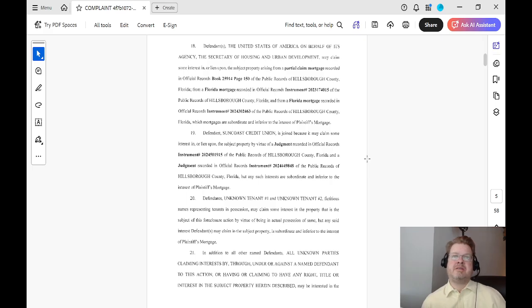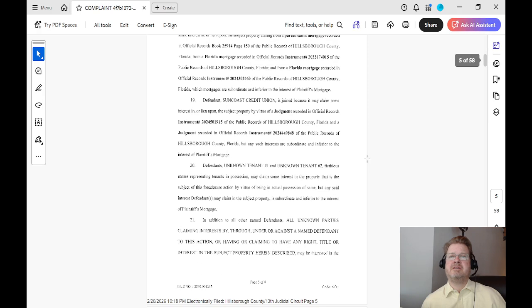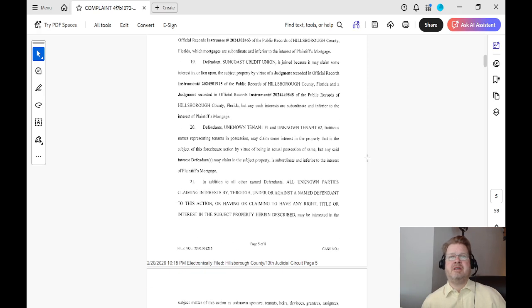Well, that makes sense to me. And then we have unknown tenants that are listed. That's interesting to me, right? If I'm stepping into the shoes of somebody who hasn't dealt with foreclosure before, why would a tenant need to be named? I mean, they may have a lease, they may not. What is the significance of naming a tenant?